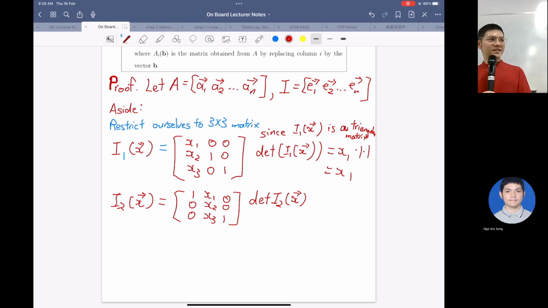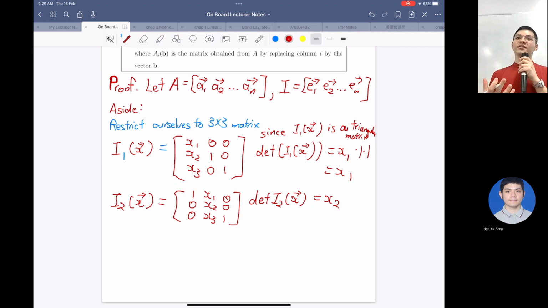Any idea? This is not an obvious triangular matrix, but yeah. Why? How to compute? Okay, I'm not sure what you're drawing, but okay. So how do you compute it?